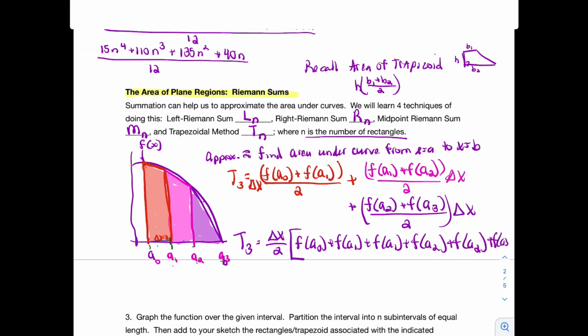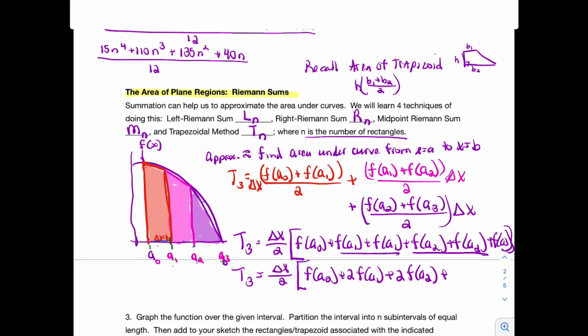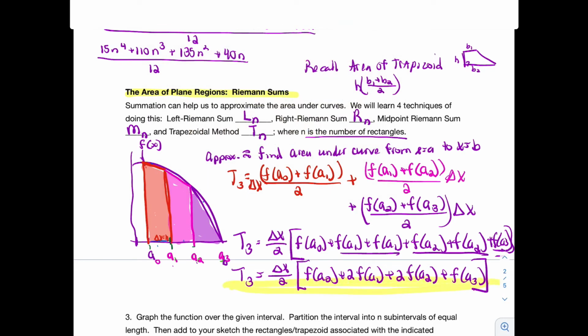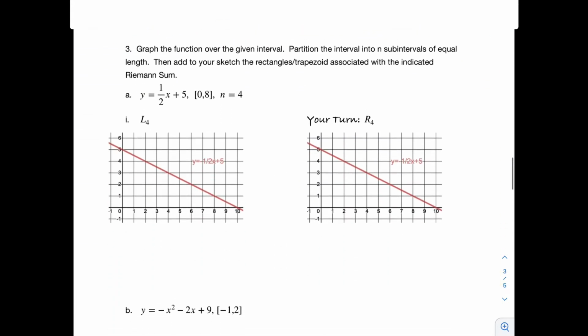Now notice that I have some repeats. So we usually write the trapezoid method as delta x over 2 times f of the left endpoint, which is a naught, plus 2 times all the interior endpoints of the trapezoids, plus, and then the last endpoint, b, we only use once. So the first and last are once, and all the ones in between are doubled. And that is the trapezoidal formula to find the approximation of the area under a curve. Now let's try a few examples.